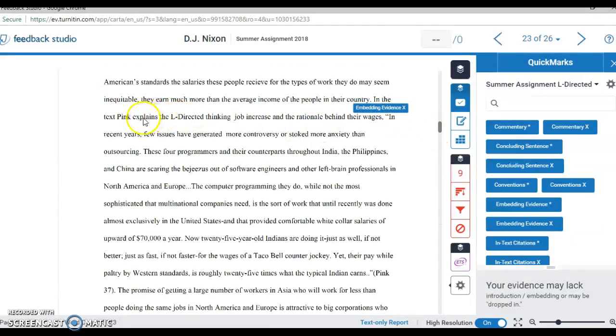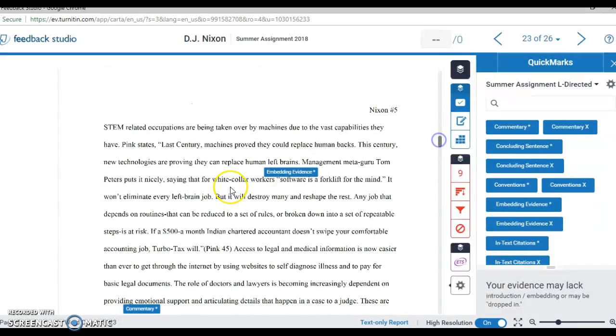Like this one, in the text, Pink explains the L-directed thinking job increase and the rationale behind their wages. In recent years, few issues, blah, blah, blah. So notice how those should almost just be separate sentences. And we don't want that with the quote, right? We want it to be like this other one where there is a flowing lead-in to it. So just something to think about going back and revising.